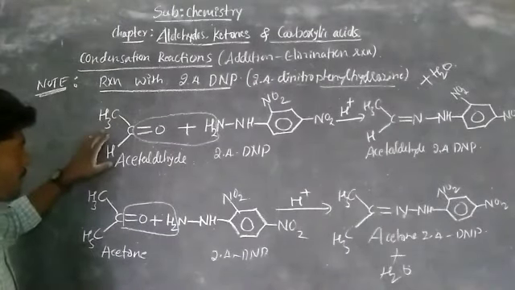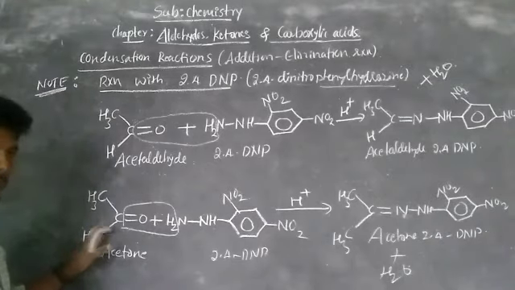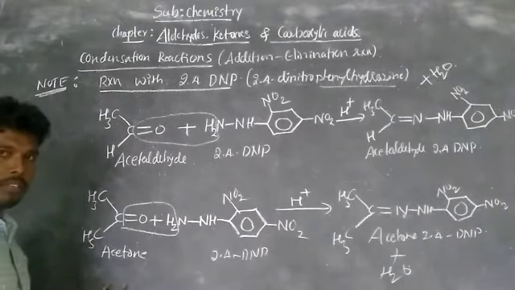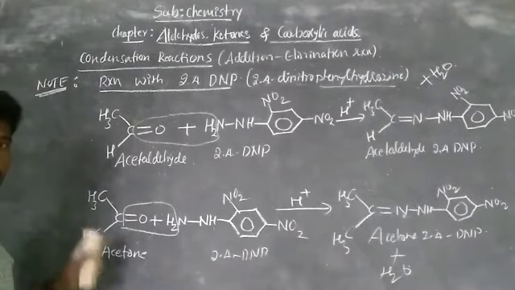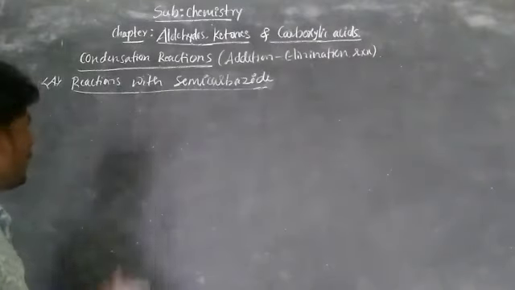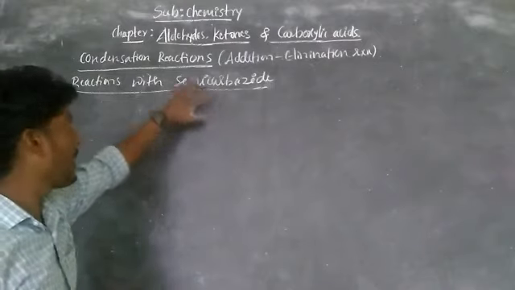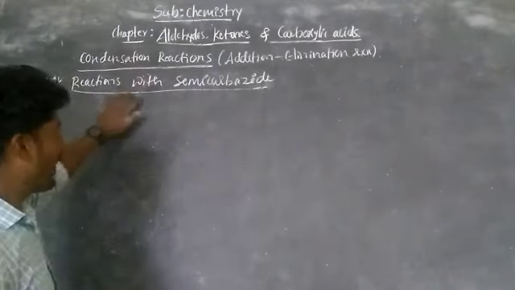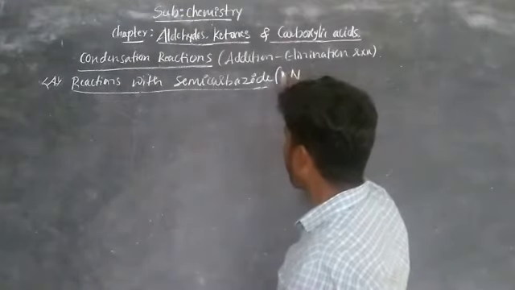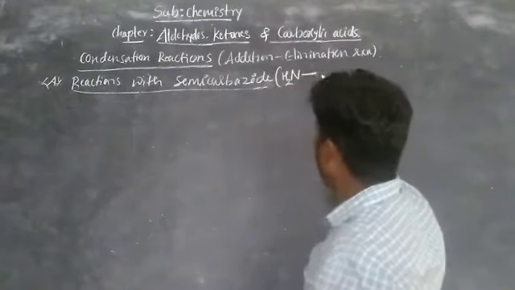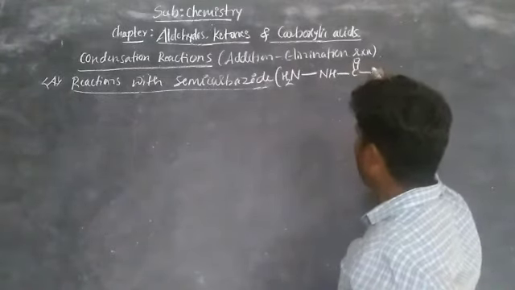You can take formaldehyde, and here also you can take one more aldehyde like propanaldehyde, then butanaldehyde, any one. This is the condensation reaction of 2,4 DNP. Then take the fourth one, the last one, that is reactions with semicarbazide. Under condensation reactions, the fourth one is reaction with semicarbazide. You know the formula of semicarbazide is NH2 bond NH bond C double bond O bond NH2.